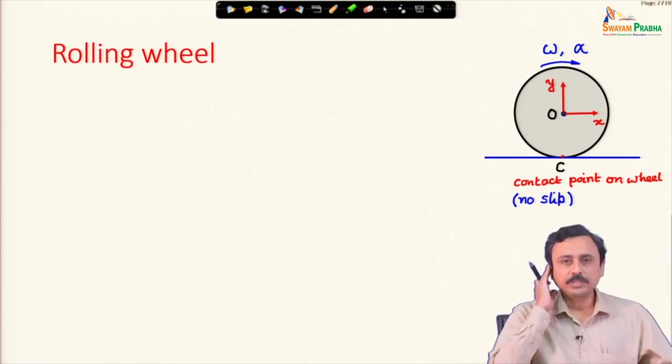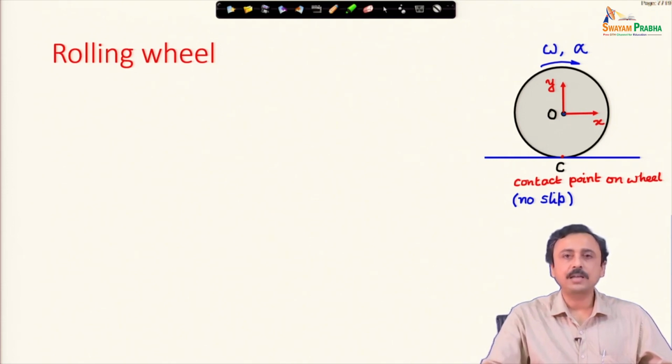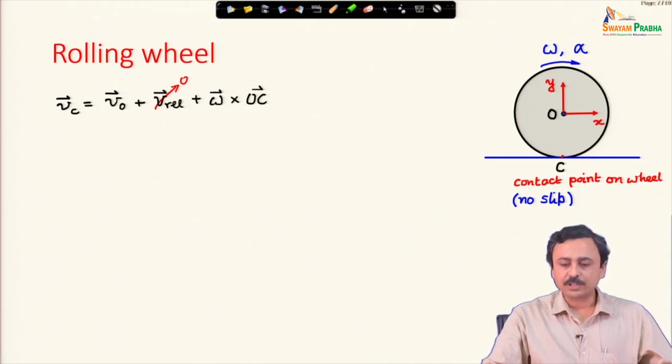Let us now move on to this example of a rolling wheel. A wheel of radius r is rolling on flat horizontal ground. C is the point of contact, and I am assuming that this wheel is rolling without slipping. Now, I express the velocity of point C in terms of velocity of point O, which is the origin of the frame xy.